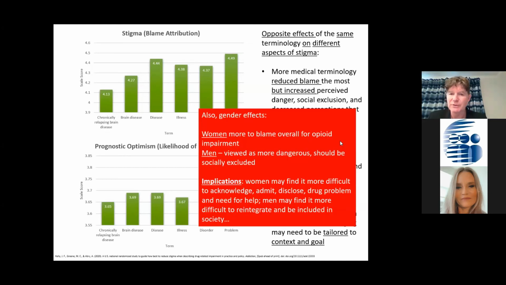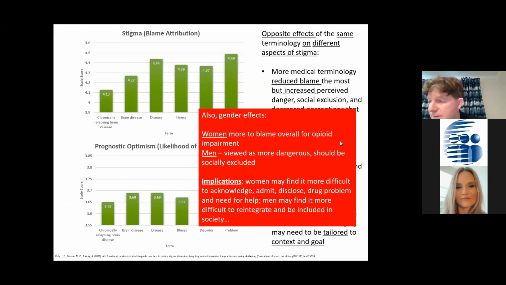Interestingly, we also looked, as I mentioned, in half of those cases, the person in the vignette was described as a man, and half they were a woman. So we crossed it by the sex of the participant. And a couple of things came out here which were interesting: women overall were viewed, compared to men, as more to blame for having an opioid impairment, and men were viewed as more dangerous and more likely to be socially excluded.